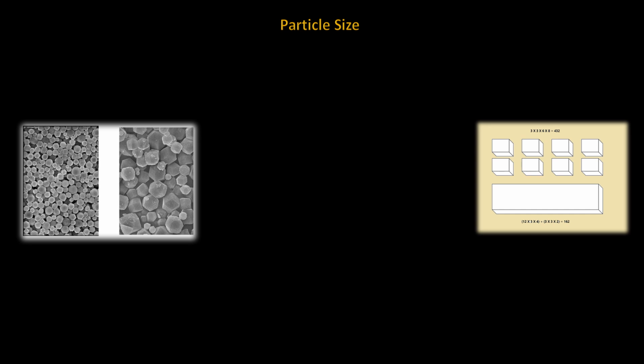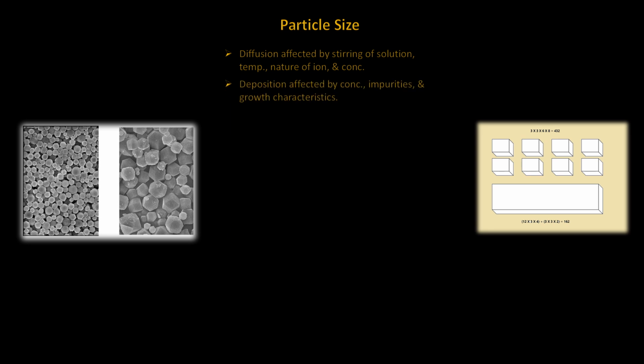This equates to a total surface area value of 162. The large crystal has less surface area. Now diffusion of the ions or molecules can be affected by stirring the solution. The temperature, the nature of the ions in the solution, and the concentration will determine the size of the growing crystal or crystals. The deposition of the precipitate from the solution is affected by the crystal's growth and, if any, the contaminants that may be present, as well as concentration.